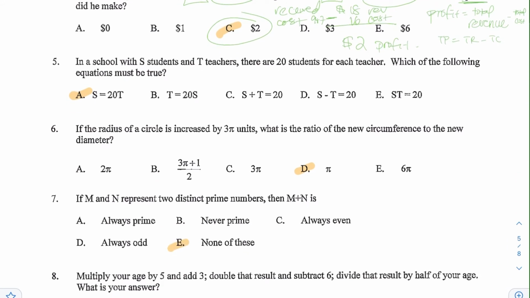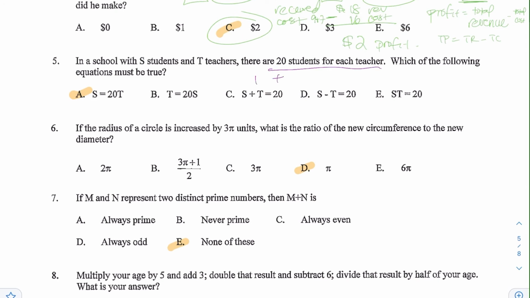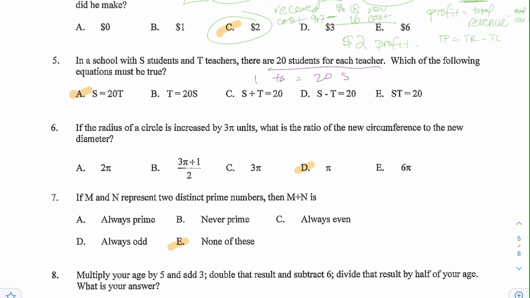Next, for number 5, in a school with s students and t teachers, there are 20 students for each teacher. Which equation must be true? So if there are 20 students for each teacher, that means that one teacher is equal to 20 students. So that means you take the number of teachers times 20, and that's equal to s. And that's choice A.